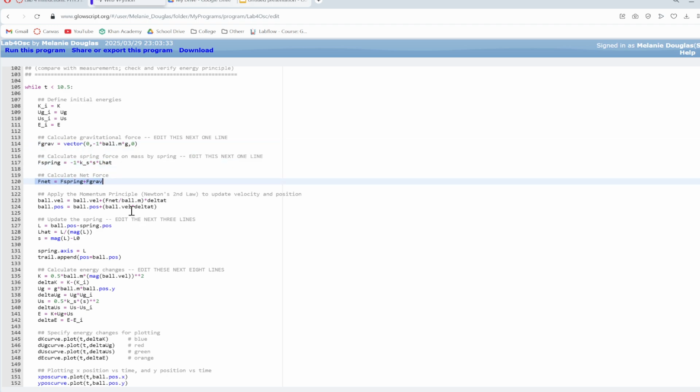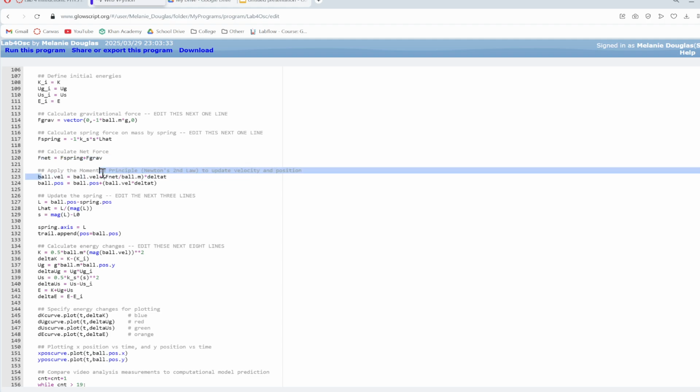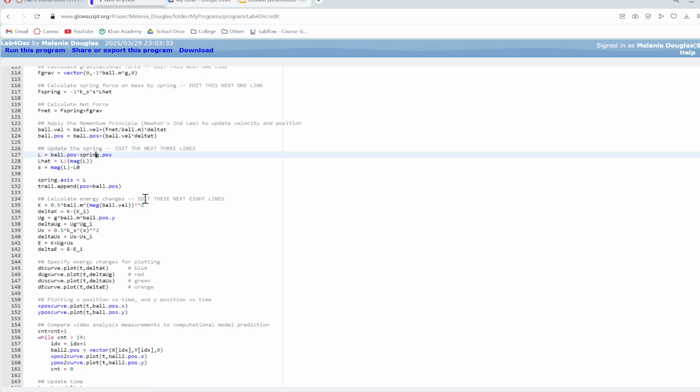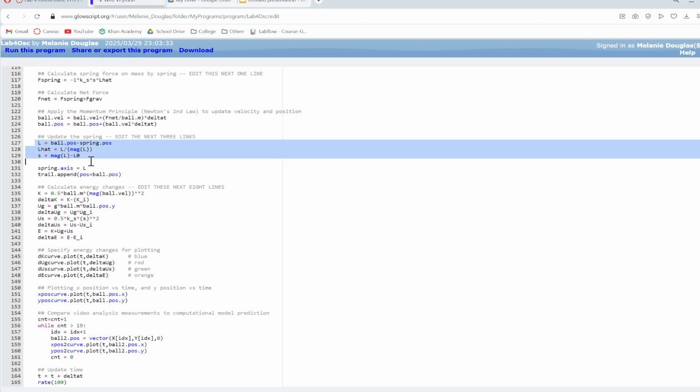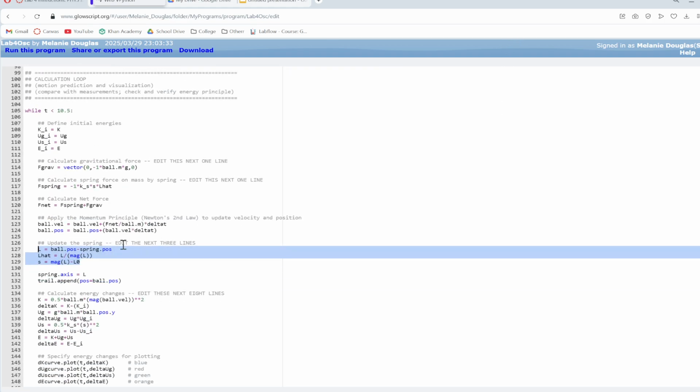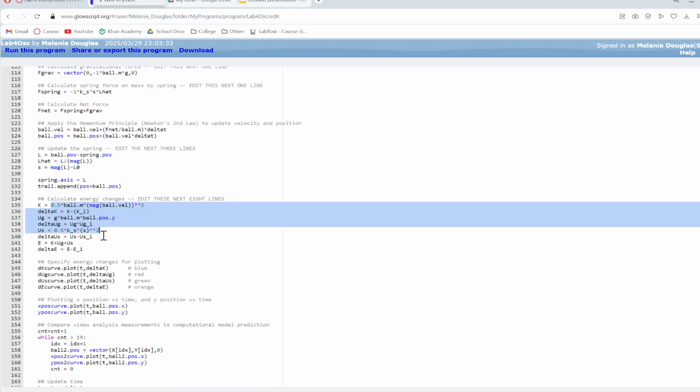Going down to here, we are defining both our force of gravity and force of spring, and then we're calculating the net force. That net force is going to be used in Newton's second law to find both the velocity and the position. Here we are doing the little spring calculation for the force, which is pretty much the same thing that we did up there. And then here is the energy principle.